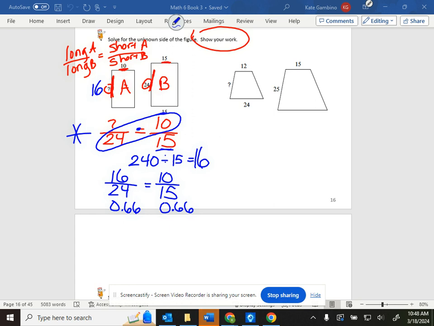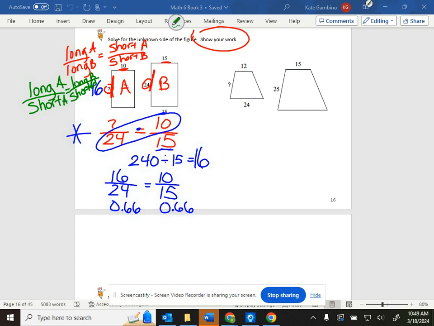Now remember I said we could do long A over short A equals long B over short B, and we'll get the same answer. So let's double check to make sure that the second method works. So if I do long A over short A, what numbers am I going to put? What does my fraction look like, Melanie?